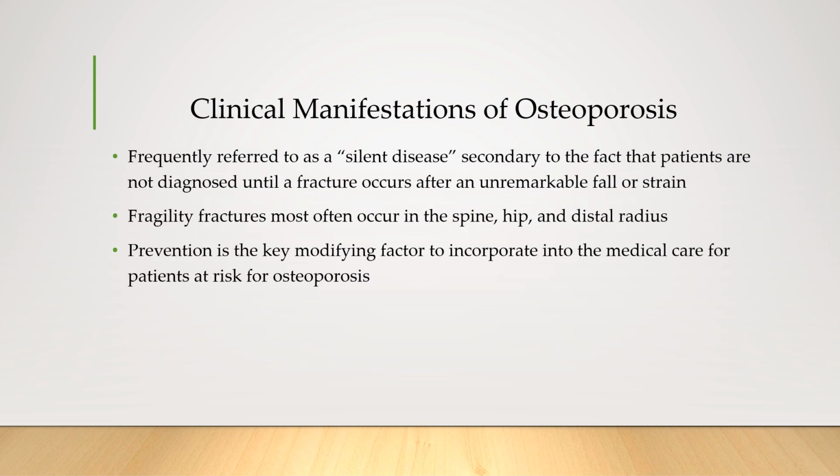Clinical manifestations of osteoporosis. Osteoporosis is frequently referred to as a silent disease, secondary to the fact that patients are not diagnosed until a fracture occurs after an unremarkable fall or strain. Fragility fractures most often occur in the spine, hip, and distal radius. So prevention is the key modifying factor to incorporate into the medical care for patients at risk for osteoporosis.